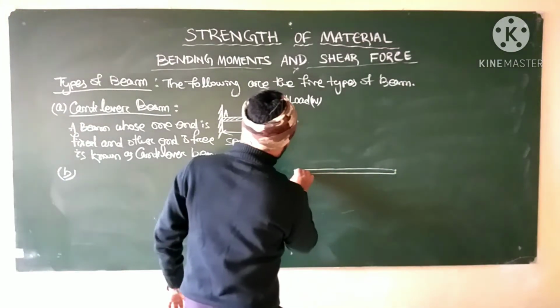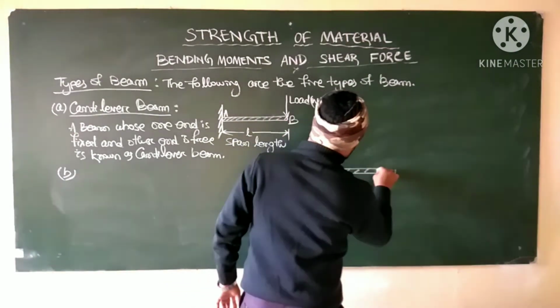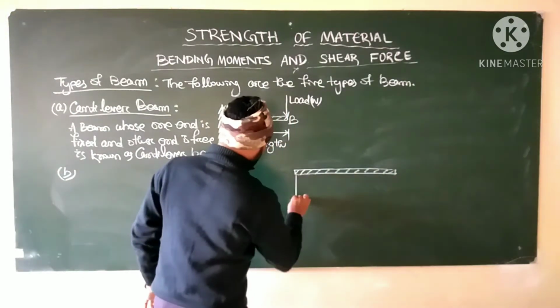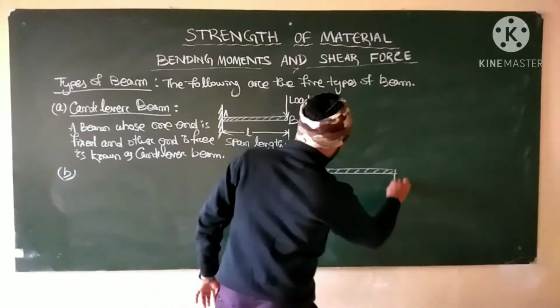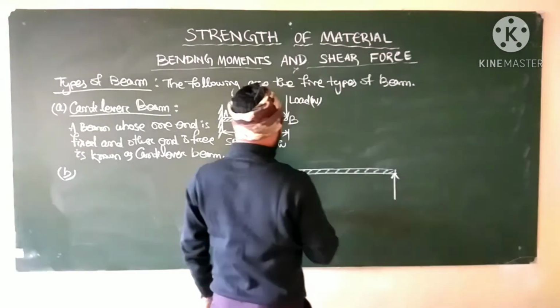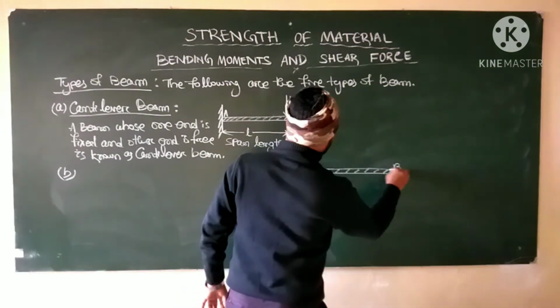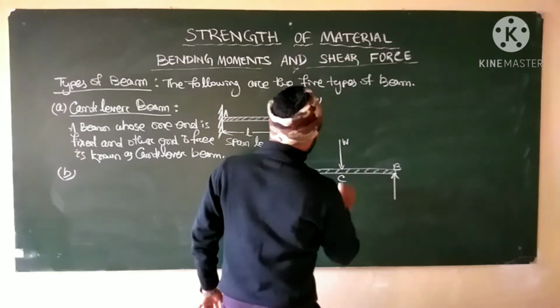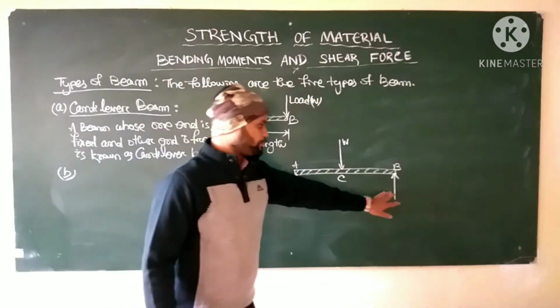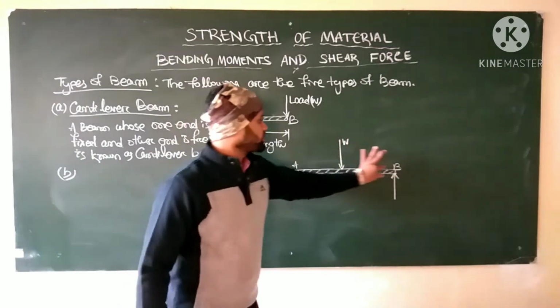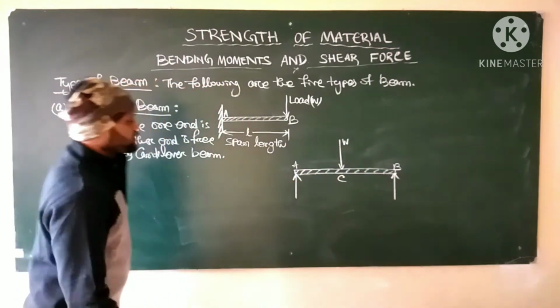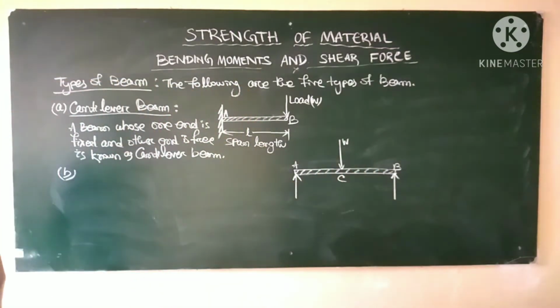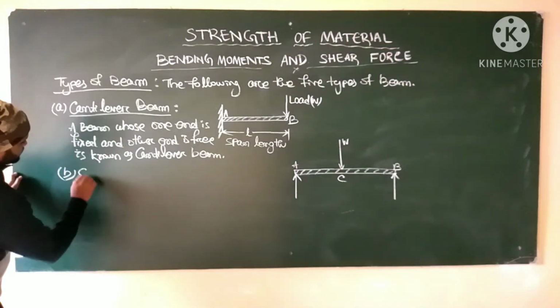If it is a beam, then there will be two supports, two columns, A, B. Load W will be applied here at the point C. So these are two supporters and the load applied. This is the beam. This shape of a beam is your simply supported beam.